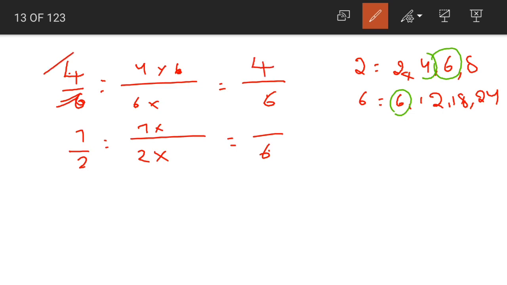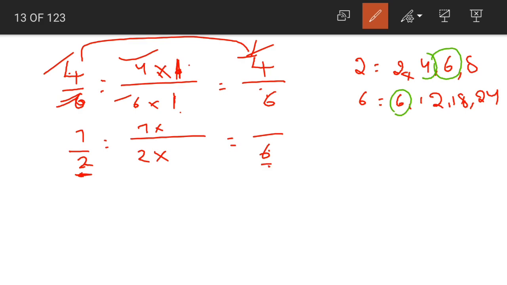We can write the 4 by 6 as it is, or if you want, you can multiply both the numerator and denominator by 1. See, 4 ones are 4 and 6 ones are 6. Yes, multiplying with 1 will not change the numerator and denominator. So you can simply go for multiplying the numerator and denominator with 1, or you can write the same fraction as it is.